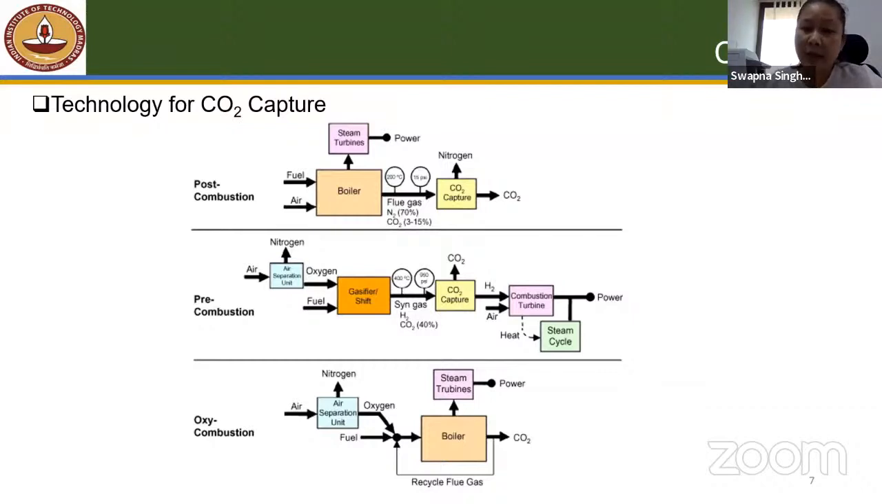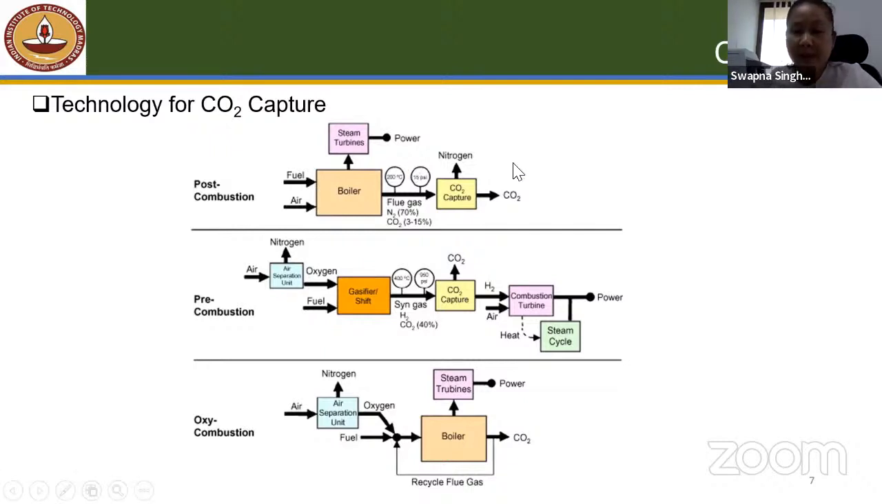In oxy-combustion, the nitrogen is separated before it goes for the combustion. So combustion is happening only with the help of oxygen. Then the CO2 is forming. The advantage of oxy-combustion is that we don't have to do a complicated separation of CO2, because the output gas is the CO2. We don't have to separate nitrogen from CO2.